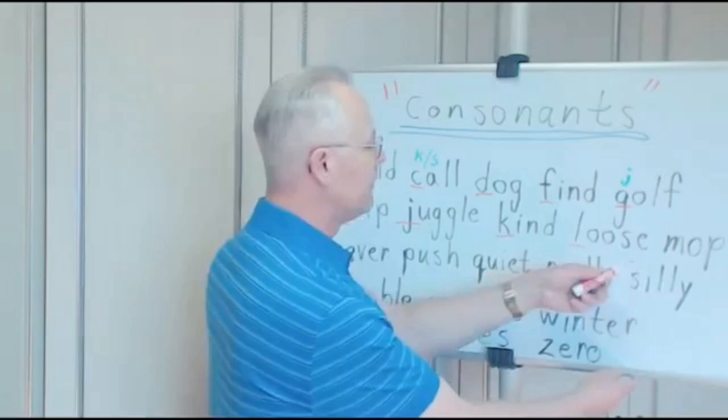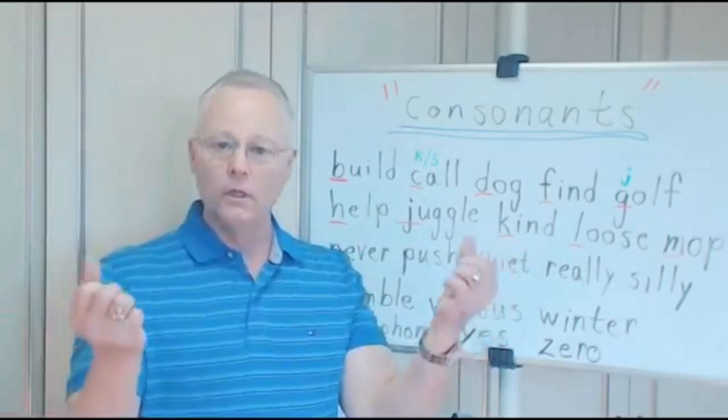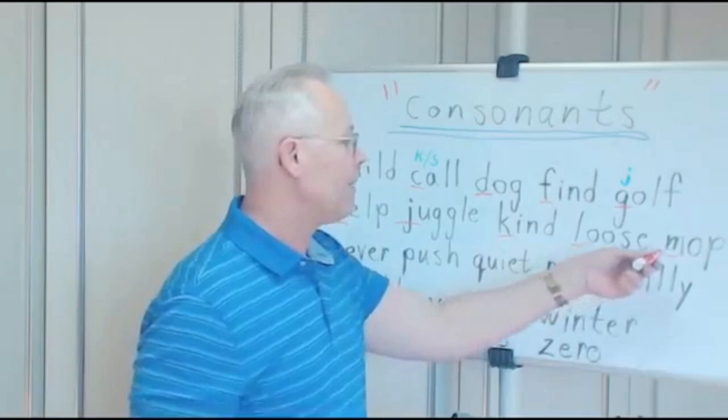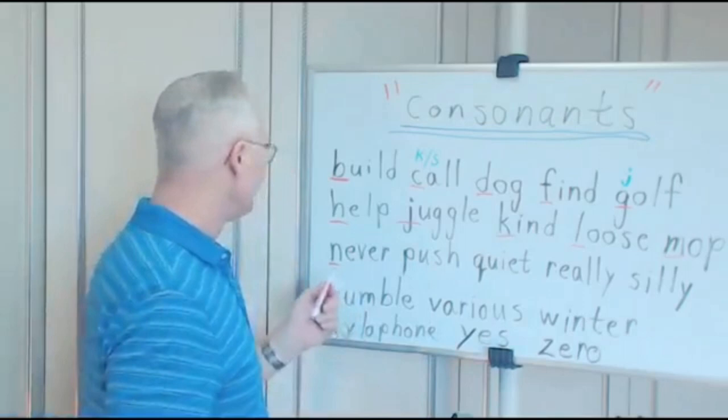We have M, mop. A noun is a mop. It's something you use, has a handle on it, a bunch of strings at the bottom. And you use it to mop the floor, right? Then it's a verb when you're mopping the floor. Mop. We have N. How about never? I never mop the floor. I just don't like to do that. I'm kidding. I always have to mop the floor. Okay.